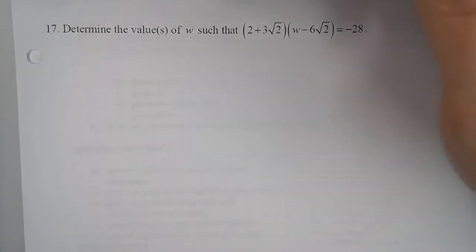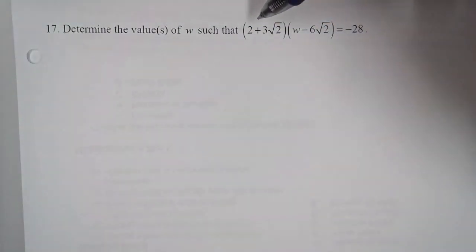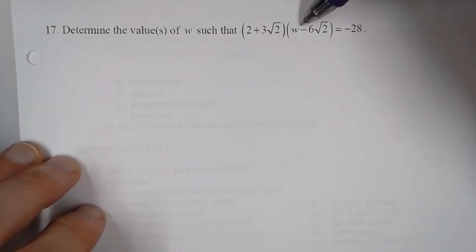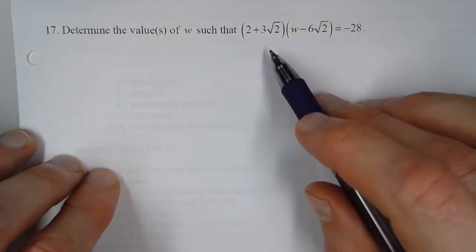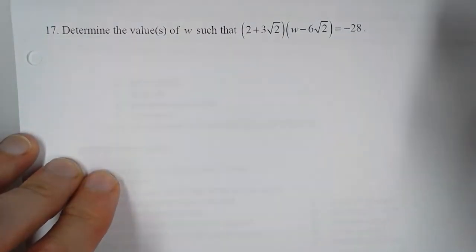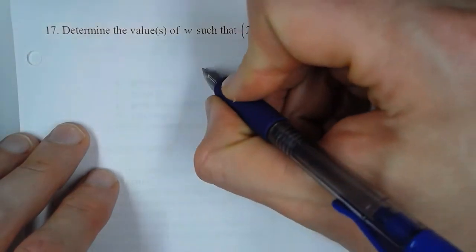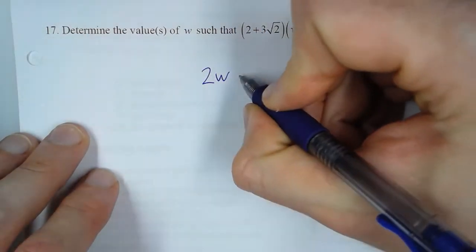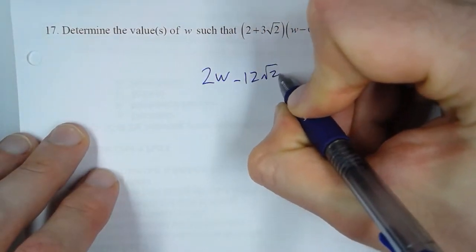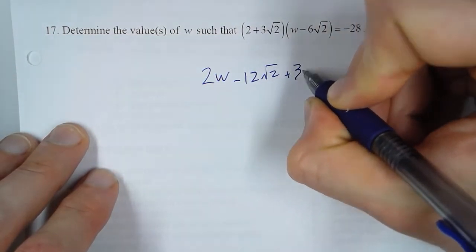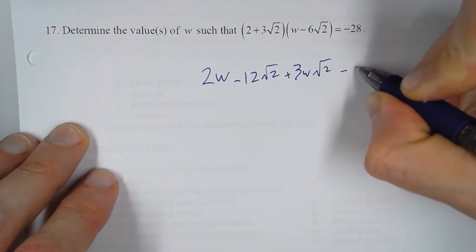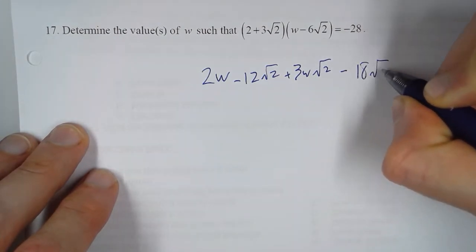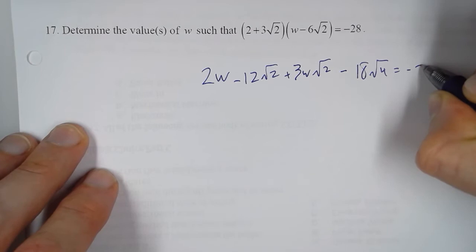In this problem, it says to determine the value of w such that the quantity 2 plus 3 radical 2 times the quantity w minus 6 radical 2 equals negative 28. So to do this, I'm going to expand this out. On the left side, it becomes 2w minus 12 radical 2 plus 3w radical 2 minus 18 radical 4 equals negative 28.